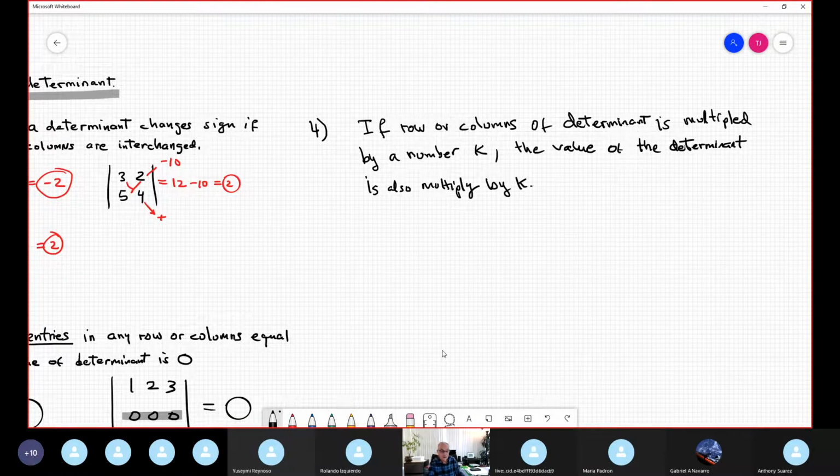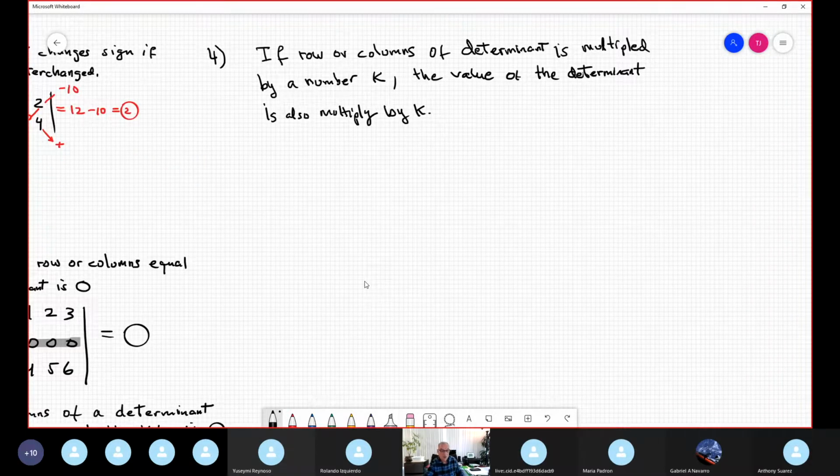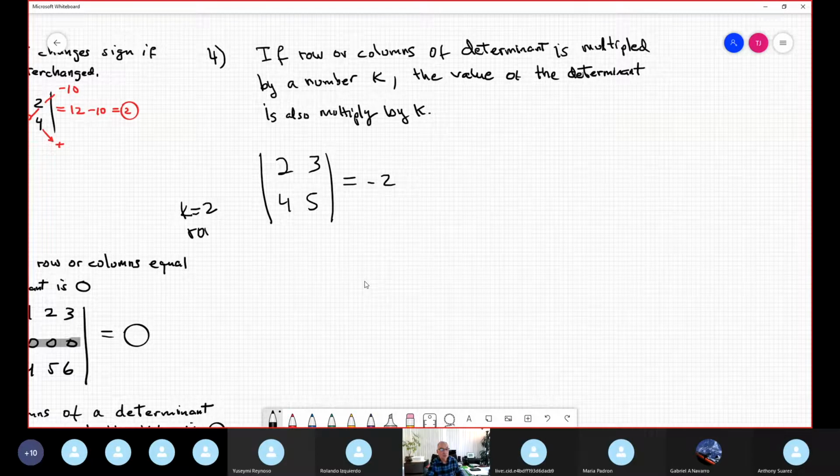Okay, maybe not a clear explanation. However, do you see the example? The example clarifies the idea. Suppose again 2, 3, 4, 5. I did this before: it's 10 minus 12. Suppose I multiply by the factor 2, so K equals 2. I multiply row 1 by 2. The new row is 4, 2 times 3 is 6, and row 2 stays the same.